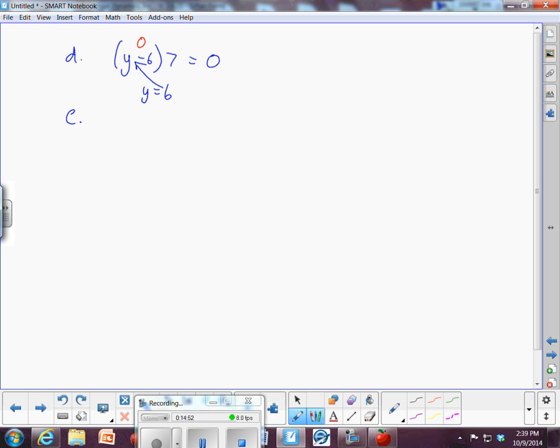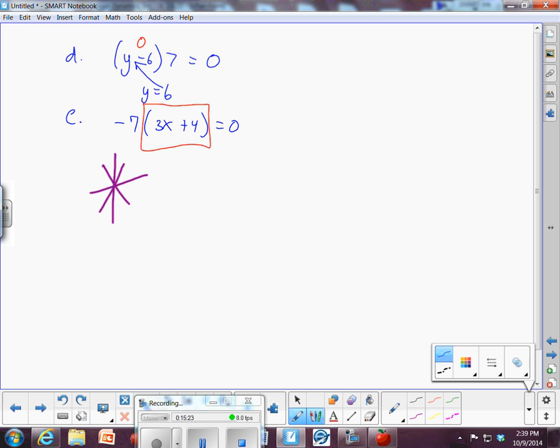Now let's see what you can do with this one. All right, let's suppose we had something like this. -7 times the quantity 3x plus 4 equals 0. This one's not so clear, is it? It's not so easy for you to just look in here and say, what makes this quantity 0? But listen, don't miss this. This is the key. All you have to do is take the quantity that has to be 0, set it equal to 0, and solve the little equation.